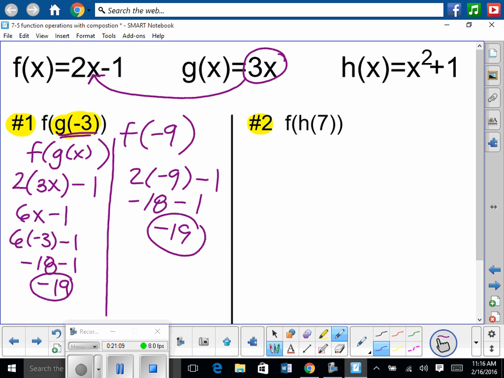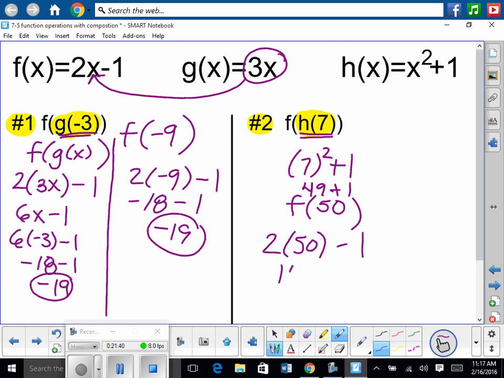Yeah. Okay. So I'm going to just do this one the easy way. F of h of 7. So we have f of h of 7. So I'm going to first calculate h of 7. So that's going to be 7 squared plus 1. So 49 plus 1. 50. So that's f of, that was just this piece. So now we're finding f of 50, because I just simplified h of 7. It was 50. Does everybody understand that? So f of 50, plugging in 50, we have 2 times 50 minus 1. 100 minus 1 is 99. So you always work from the inside out. Inside out. Does that make sense?